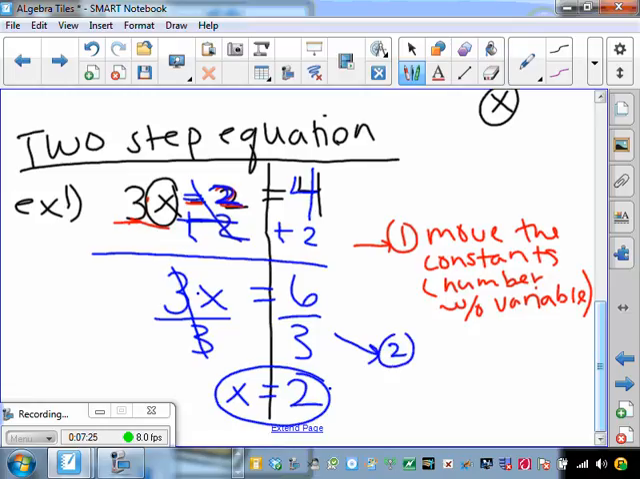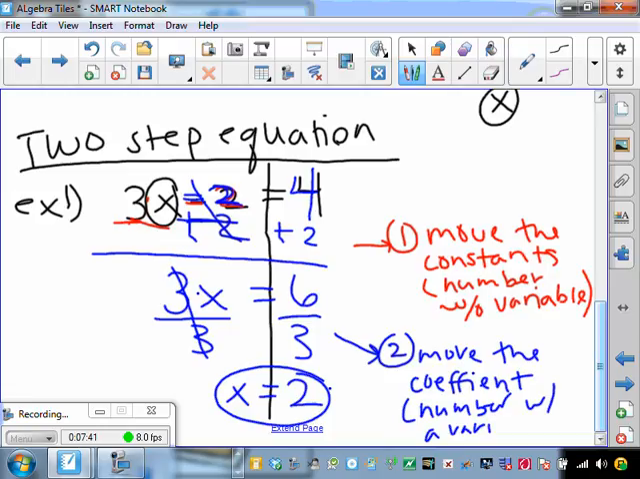Here, this step, step 2, is you move the coefficient, which is the number that's times the variable. So when you're moving your coefficient, you're going to be dividing or multiplying, depending on what's happening in your problem in the first place. And when you're moving your constant, you're going to be subtracting or adding, depending on the sign of your constant. So let's do a couple more.